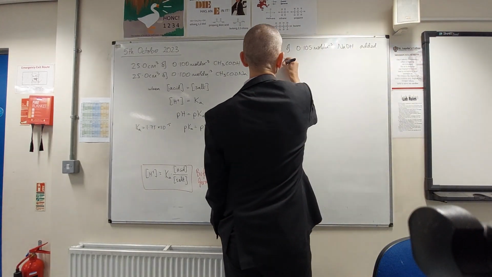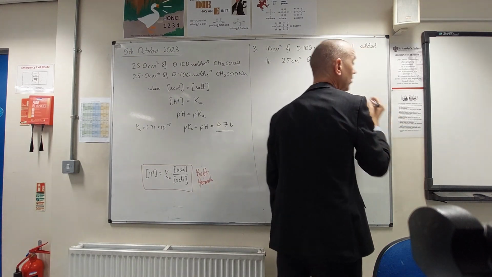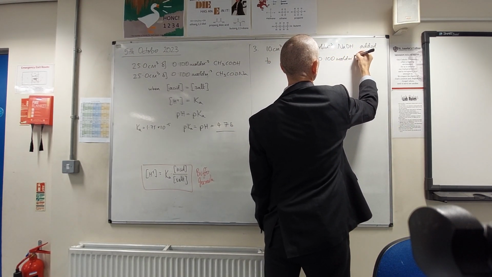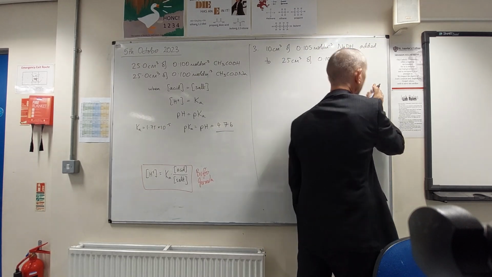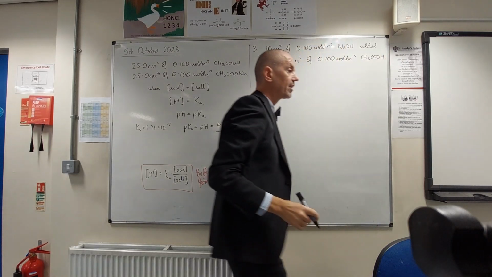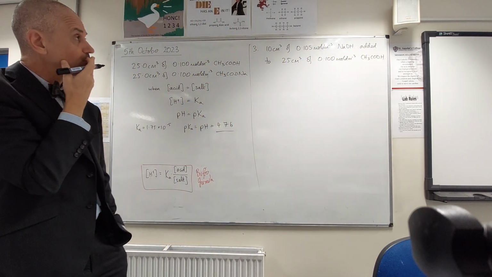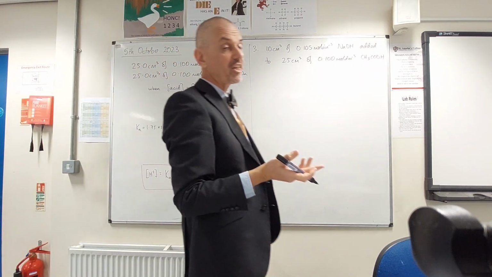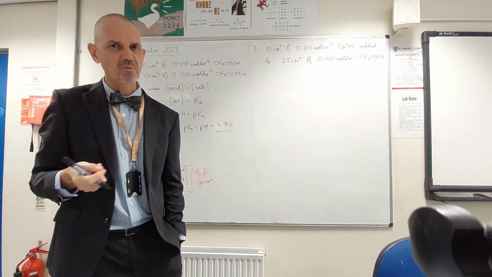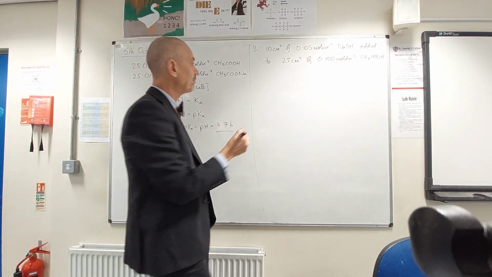(25 cm cubed) of 0.1 mole per dm cubed ethanoic acid. Okay, Ka 1.75 times 10 to the minus 5. Right. The first thing to notice here is I've not added a salt to my weak acid. I've added a base.